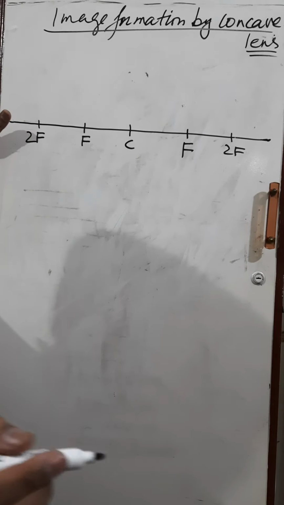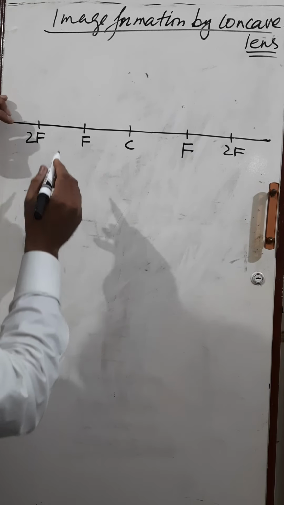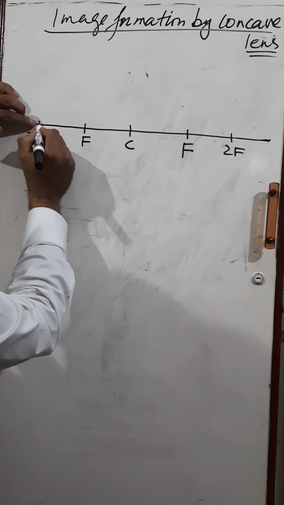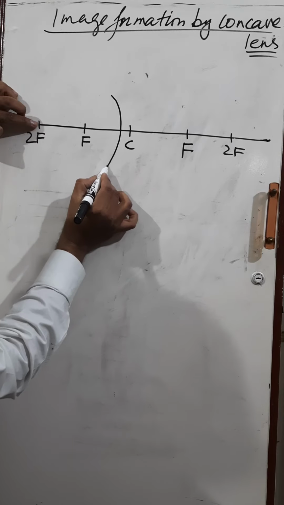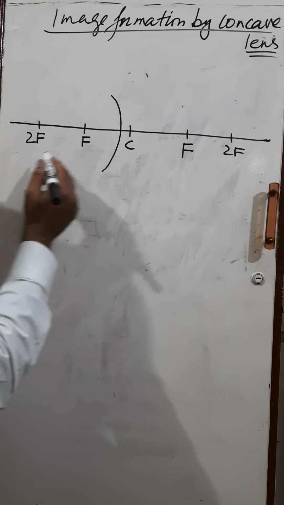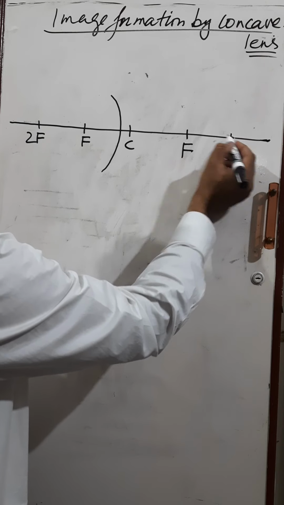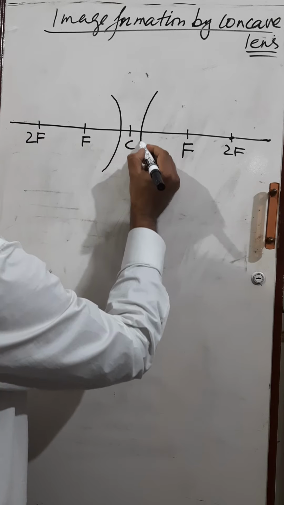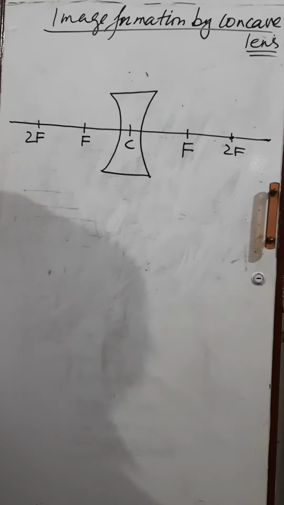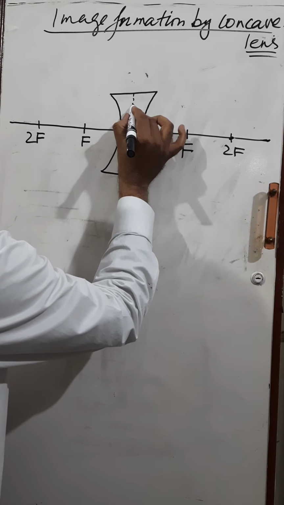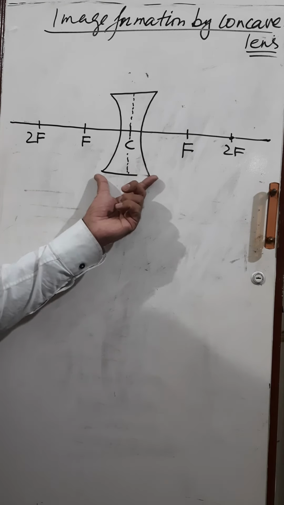Now dear students, take a compass and open it up to 5.5 centimeter and place your compass at 2f point and draw an arc in this way, as I am doing. Now go to the right side, place the compass at this 2f point and draw the arc in this way as I did in this video. Now draw a dotted line at the middle of this concave lens.